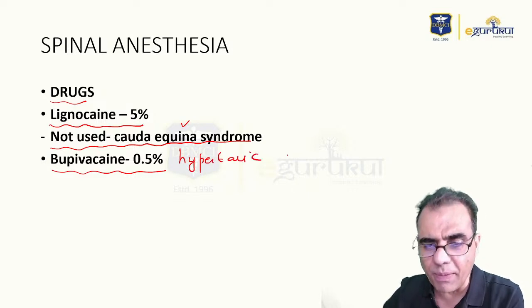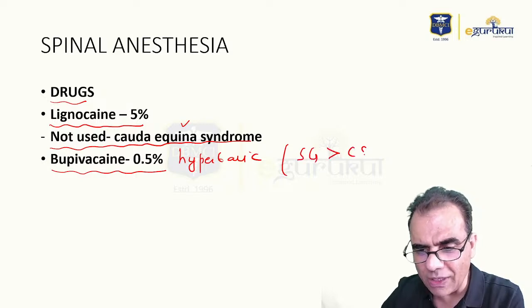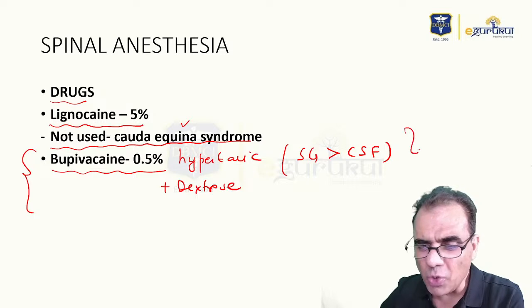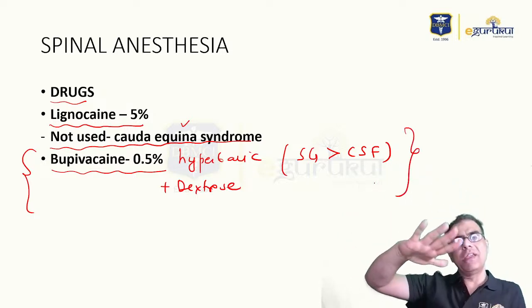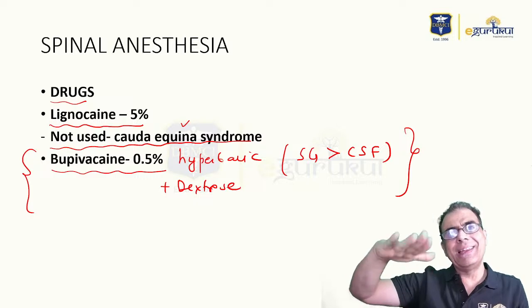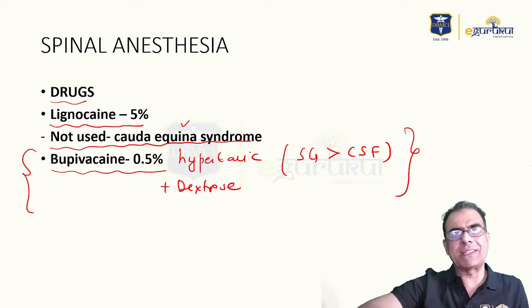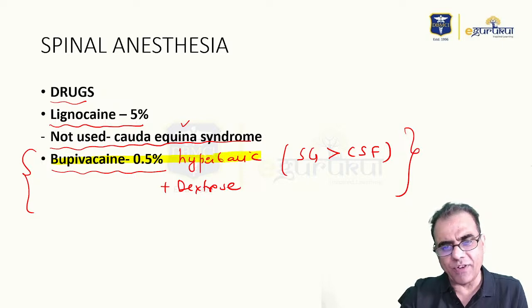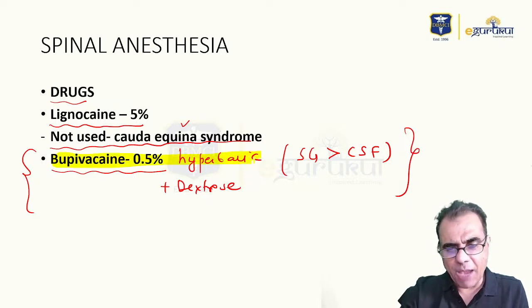Hyperbaric 0.5%. Hyperbaric means specific gravity is more than that of CSF, and it is made hyperbaric by adding dextrose. So for spinal, we are using hyperbaric solution, heavy. Hyperbaric means heavier than CSF, so the drug will always try to settle down. So you can say the drug that is used for spinal anesthesia is hyperbaric 0.5% bupivacaine. Hyperbaric or heavy means a specific gravity more than that of CSF, and it is made hyperbaric by adding dextrose to it.